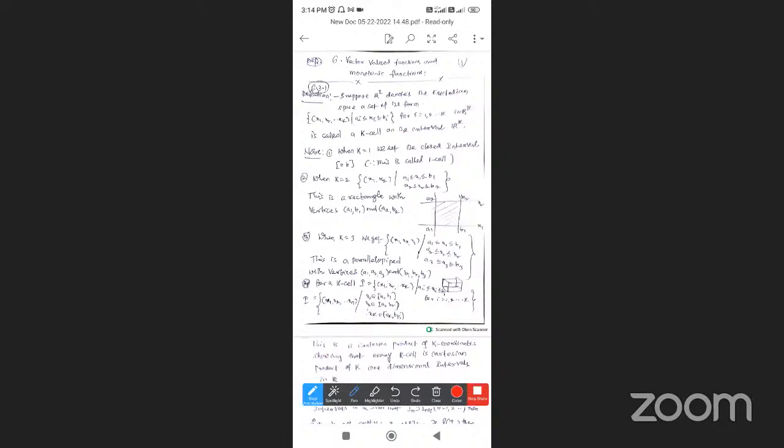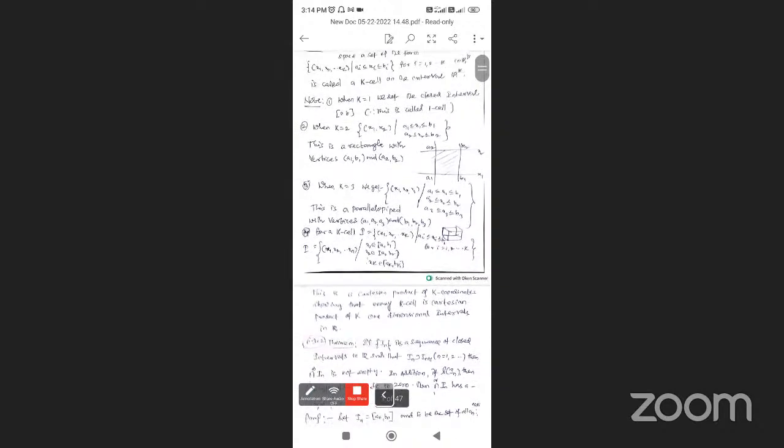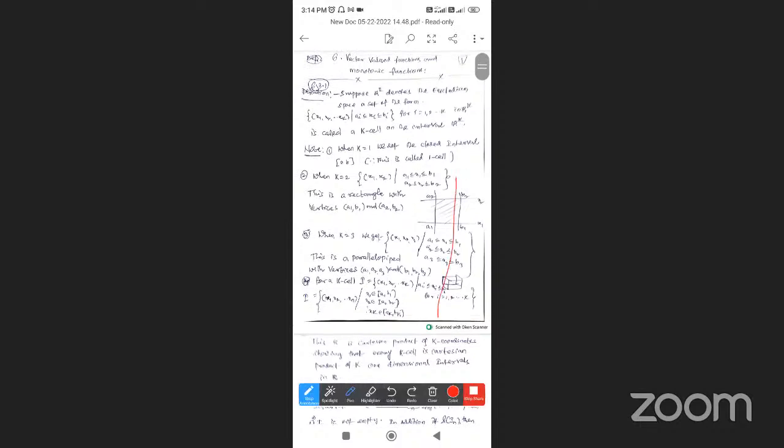Next, an example of a k-cell is k equal to 2. For k equal to 2 we get a rectangular array, that is, a point (x1, x2) where a1 is less than or equal to x1 is less than or equal to b1, and a2 is less than or equal to x2 is less than or equal to b2. This is a rectangular array, k equal to 2, two-dimensional.